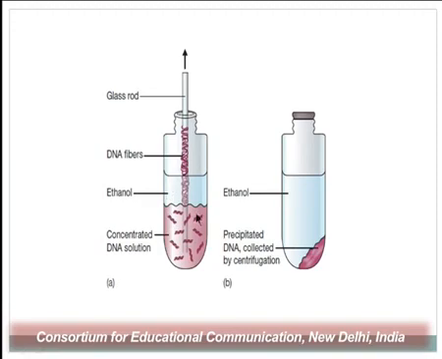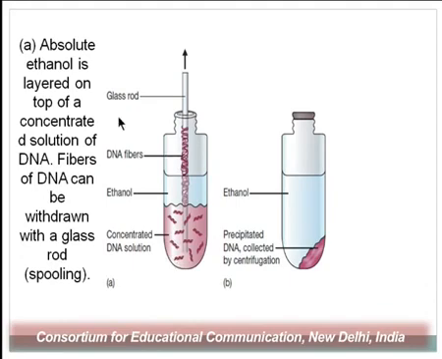You can just swirl the glass rod inside this solution, and all the DNA will come onto the glass rod, which you can take out and suspend in a smaller amount of solution to make a concentrated DNA solution. So absolute ethanol is layered on the top and the DNA is spooled out using a glass rod.